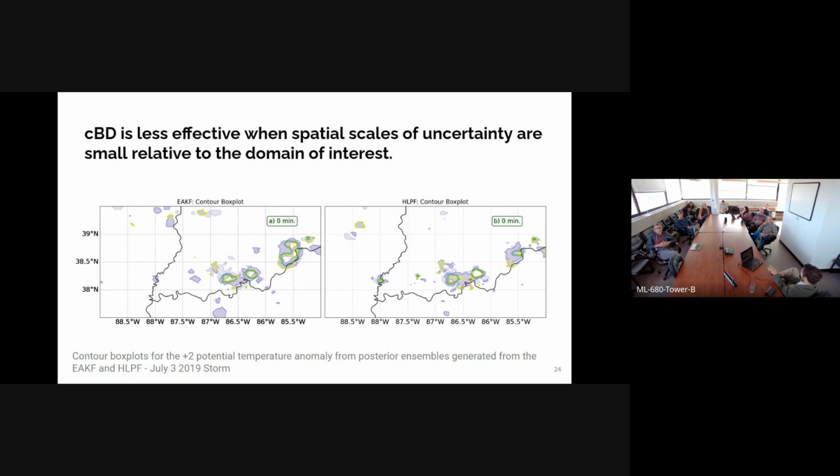Looking at our contour box plots, the only thing we can really take away as far as significant differences between these two ensembles is that the EAKF updated ensemble tends to have some additional small cold pool signatures in the northwest section of the domain here that would not really be reflected well in the ensemble mean. We can infer that by noting that the ensemble mean contour, which is our green contour, is not present anywhere there in the northwest. So that's something that would be lost looking at the ensemble mean fields. Other than that, there's not too much to take away from here.